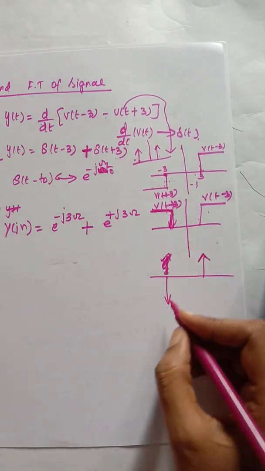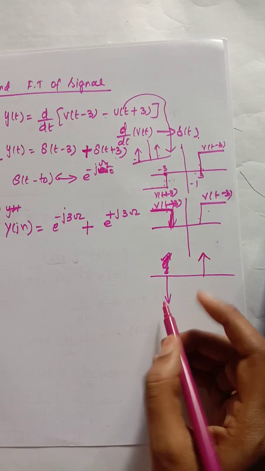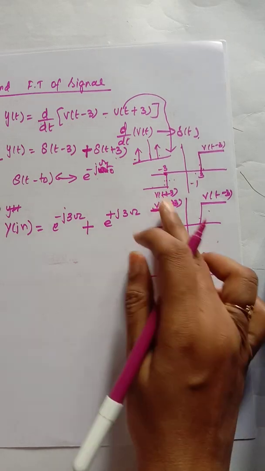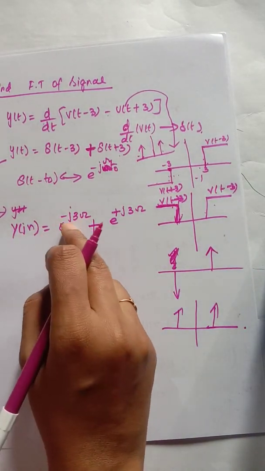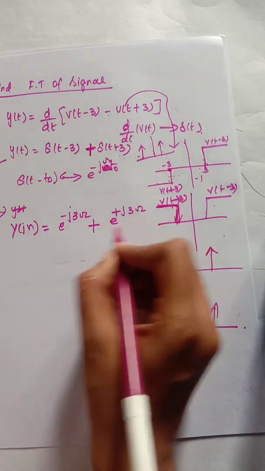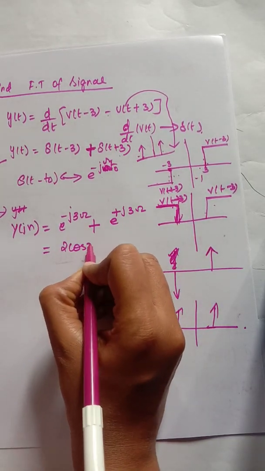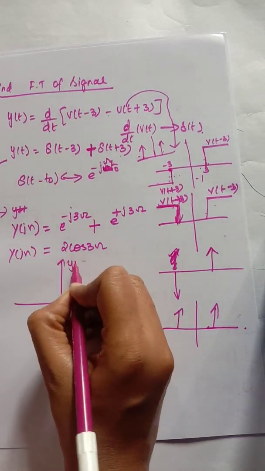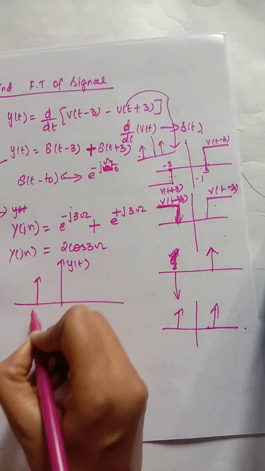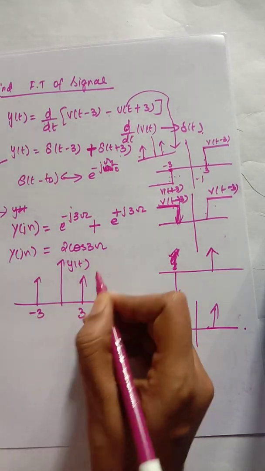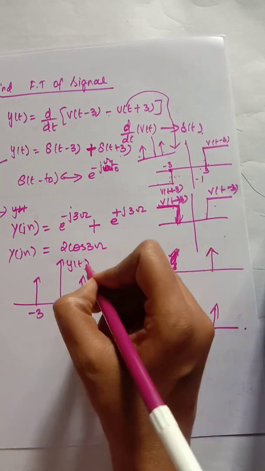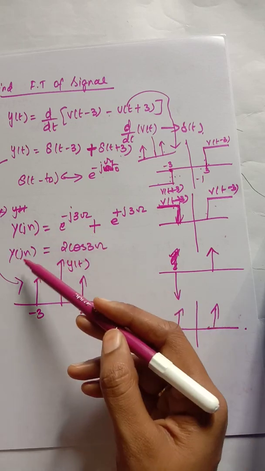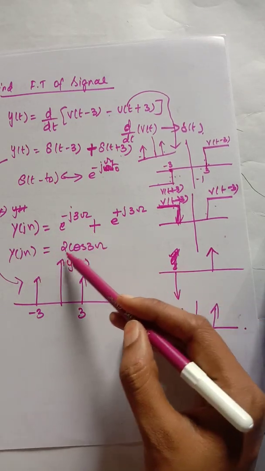So for this one you will get it. When you apply this formula, there is a minus, so you will get an impulse like this. Okay, so Y of j omega is equal to e power minus j 3 omega plus e power j 3 omega, which is equal to 2 cos 3 omega. So this is your Y of j omega. So you will get y of t as impulses at minus 3 and at 3. So this is your y of t, and after applying this, you are getting Y of j omega equal to 2 cos 3 omega.